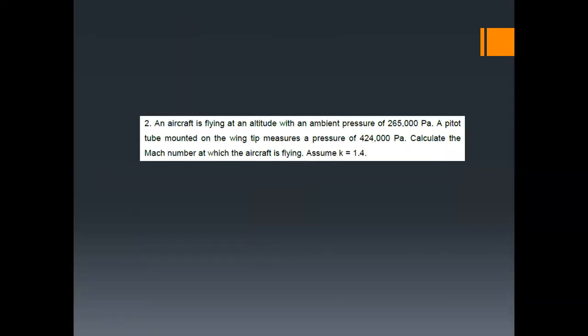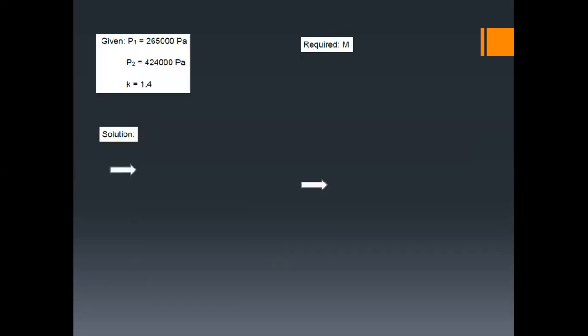And then, next problem. If you want to solve it, just pause the video, read, and try to solve. Like I said earlier, this is for those doing OJT, just for recitation. An aircraft is flying at an altitude with an ambient pressure of 265 pascals. A pitot tube mounted on the wingtip measures a pressure of 424 pascals. Calculate the Mach number at which the aircraft is flying. Assume that your k is 1.4.